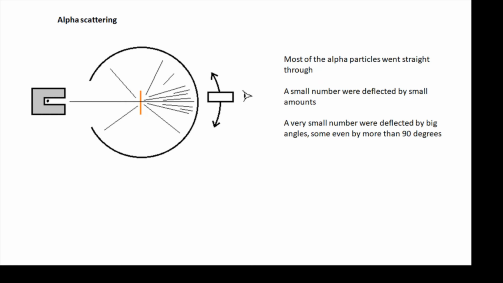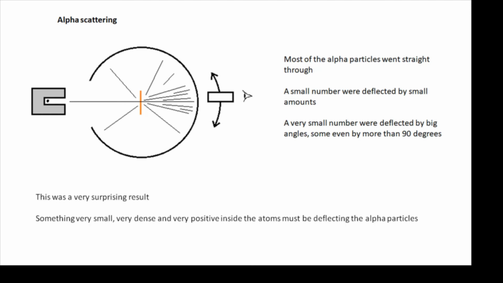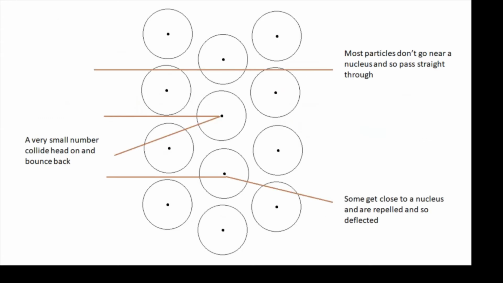So what's going on? Well, there must be something inside the atoms which was deflecting them. Something very small, something very dense and positive inside the atoms must be deflecting the alpha particles. And Rutherford thought about it and basically came up with the idea of a nucleus. The atoms have a very small, very dense, positively charged nucleus.